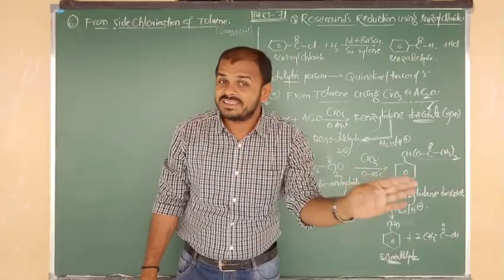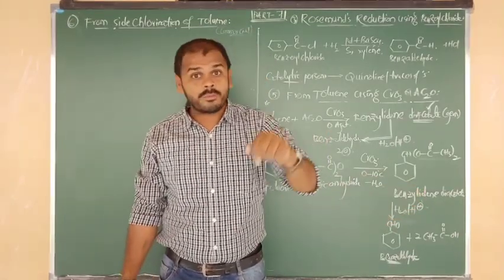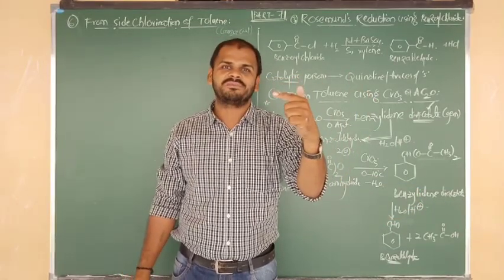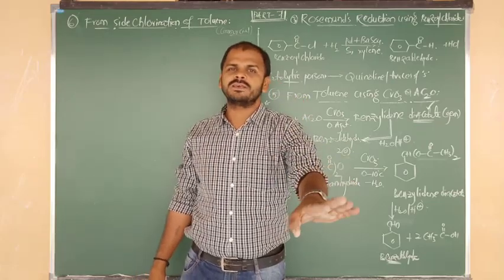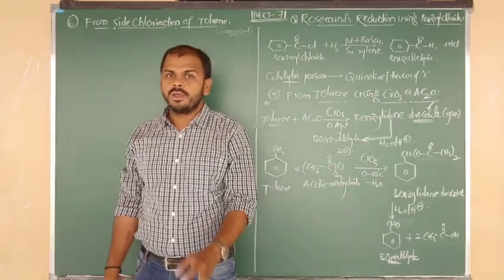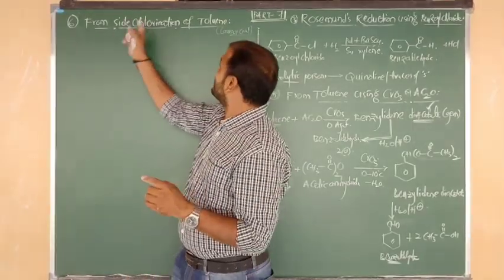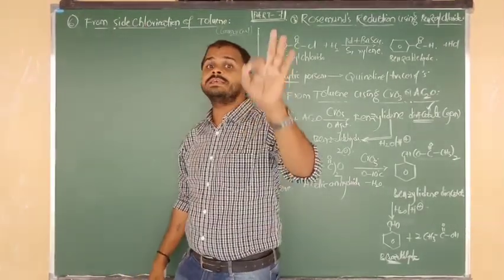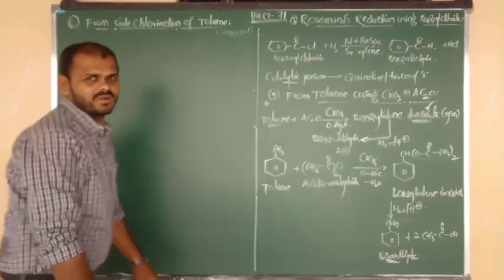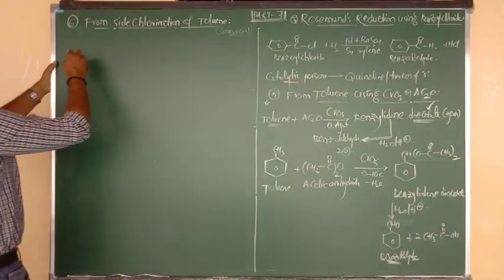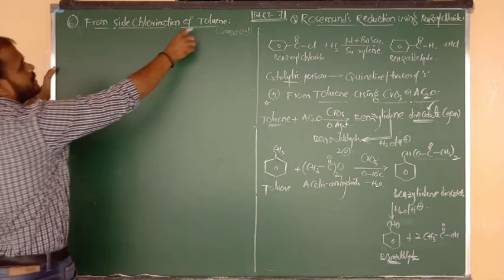But here do not use AlCl3. Chlorination not upon benzene, chlorination upon side chain. This reaction will take place only in presence of sunlight. So chlorination upon benzene is in presence of AlCl3, but here chlorination upon side chain is in case of sunlight only. Okay, beta? Good. So now I am going to directly show the reaction.